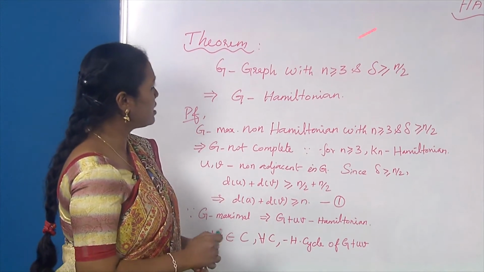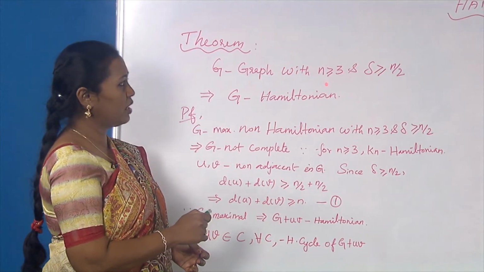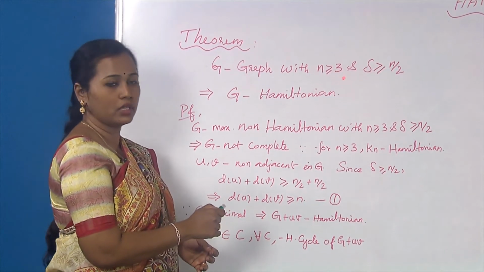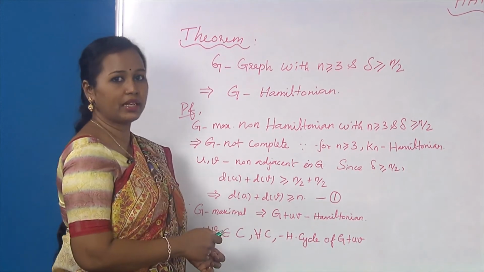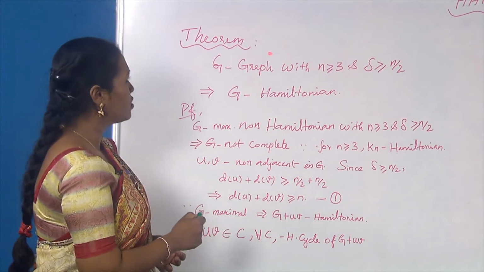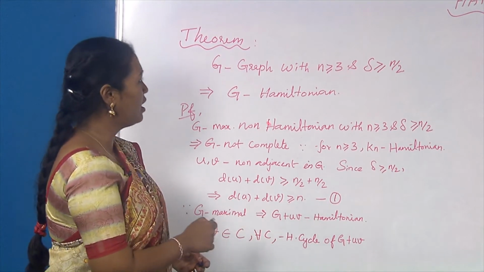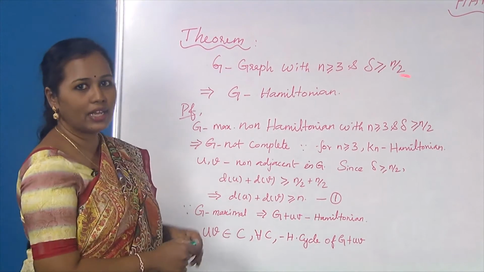The proof is, let us recall the concept. So, n is greater than or equal to 3, which implies that the number of vertices in the graph is at least 3, and delta being the minimum degree, the minimum degree is greater than or equal to n by 2. So, this is the condition they have given, and if these conditions are satisfied, we will be proving that G is Hamiltonian. Now, let us dive into the proof.